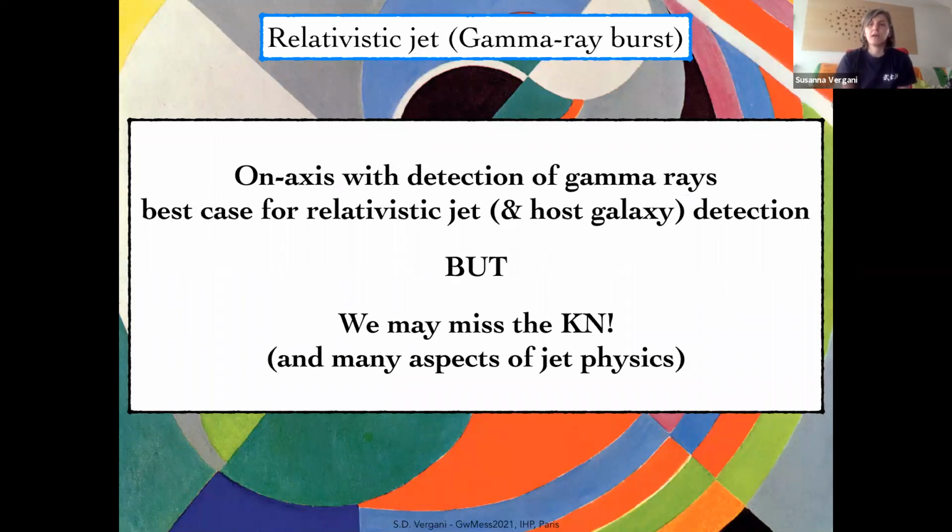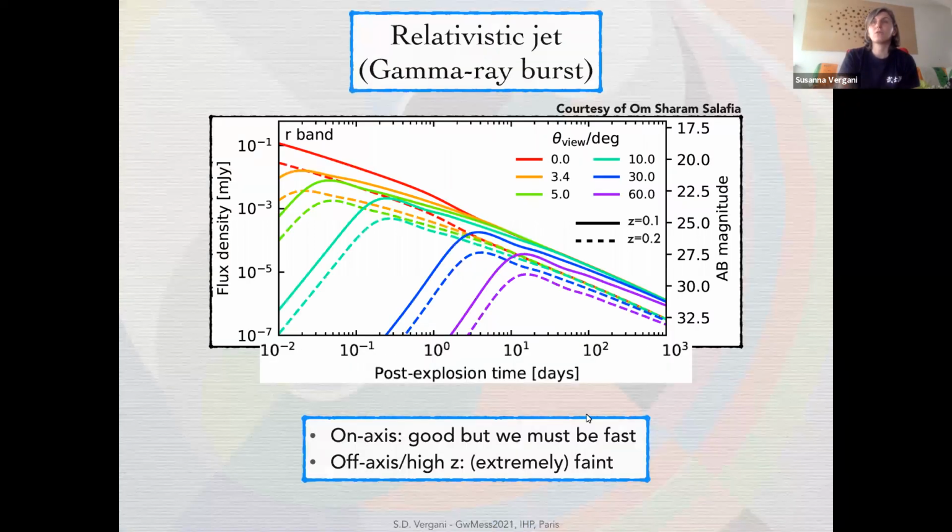In fact, the event of 2017 allowed us to study the jet physics in extreme detail. We couldn't do it before with an on-axis gamma ray burst. And the other issue is that we can miss the kilonova, because if you are on axis, the afterglow is bright and can be bright enough to obscure the kilonova. So I will not have access to the information related to the kilonova, and this is a bit of a pity.